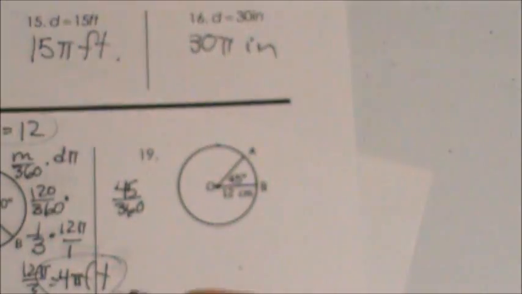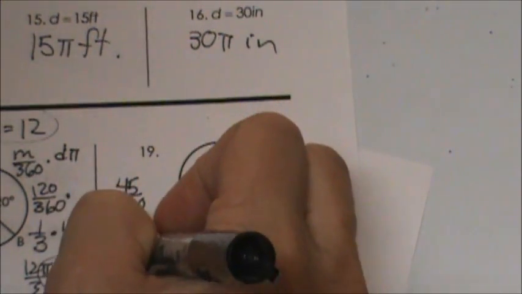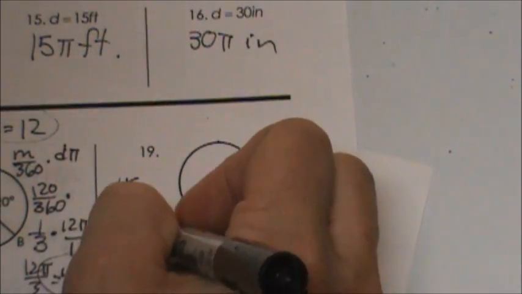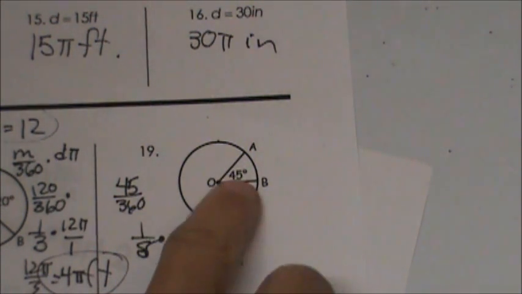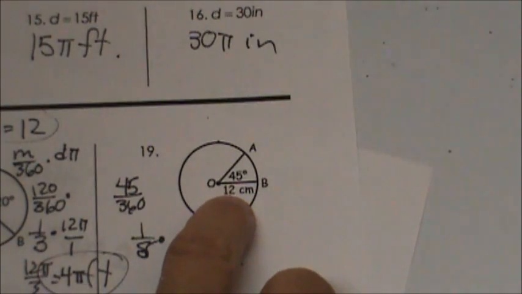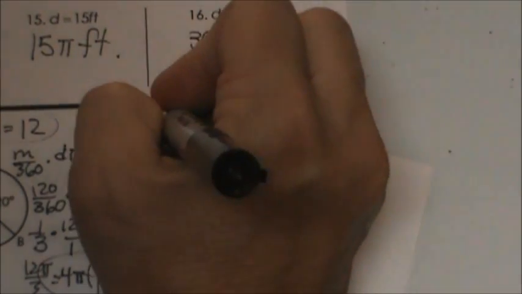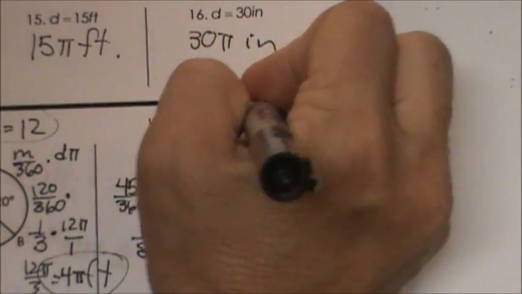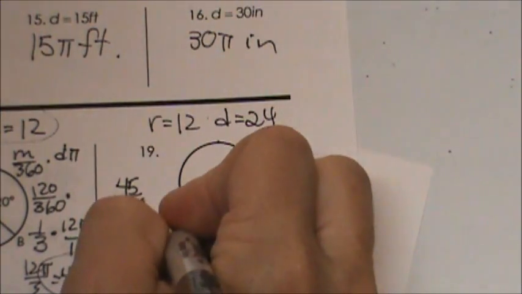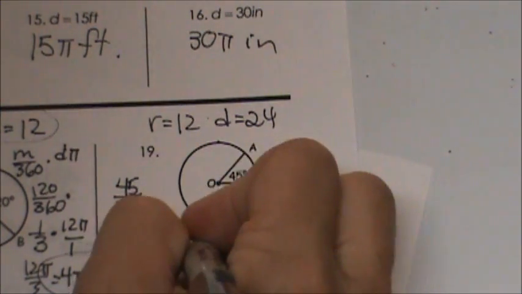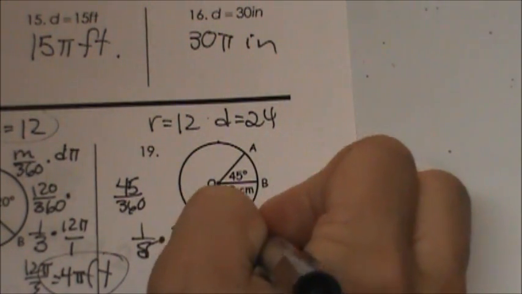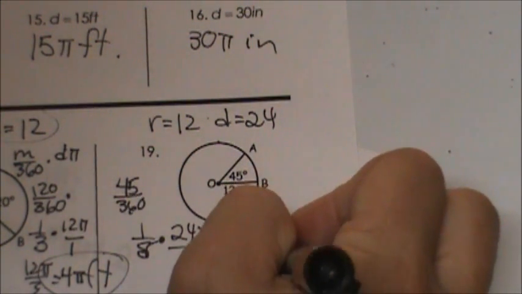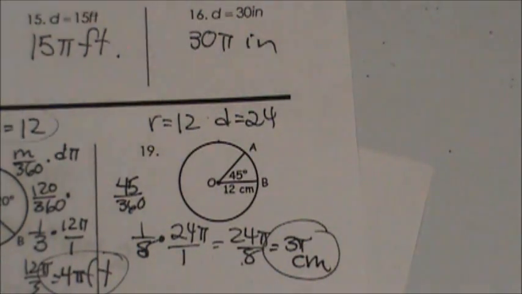So it's 1/8. 1/8 of the circle. It sounds like a lot at first, but once you do it a few times, it's quick. Okay, so 1/8 of the circle, and then diameter times pi. Well, radius is 12, so that means diameter is 24. So times 24 pi over 1, multiply across. 24 pi over 8 is 3 pi centimeters. There we go. Okay, so that's how you're going to work that one.